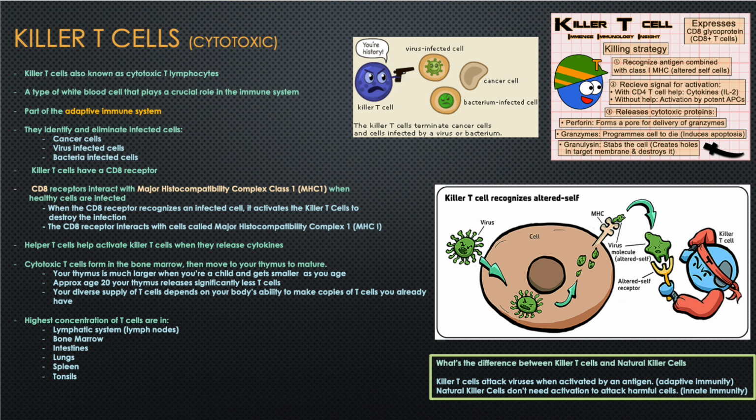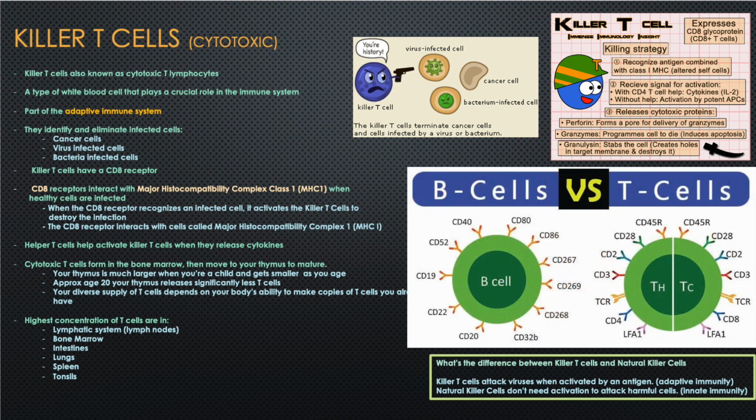They identify and eliminate infected cells: cancer cells, virus-infected cells, and bacteria-infected cells. Killer T cells have a CD8 receptor, and that's why they're called CD8+. And the helper cells have the CD4 receptor. You can see on the B cells versus T cells diagram with all the receptors exactly what I'm talking about. I also place this in the B section.